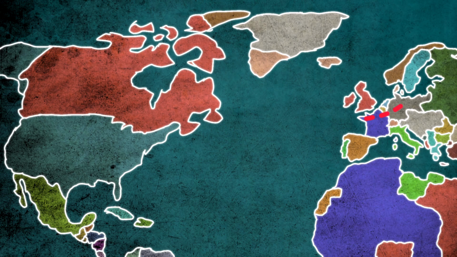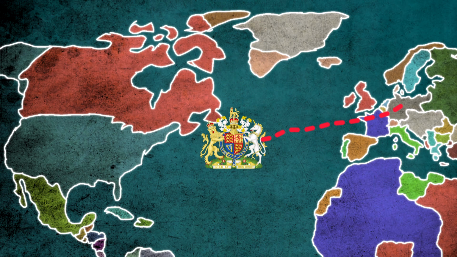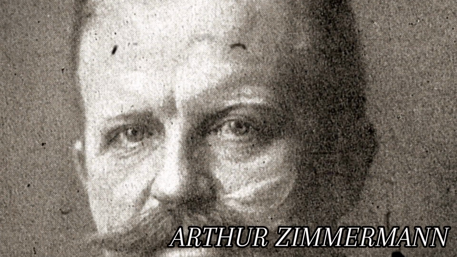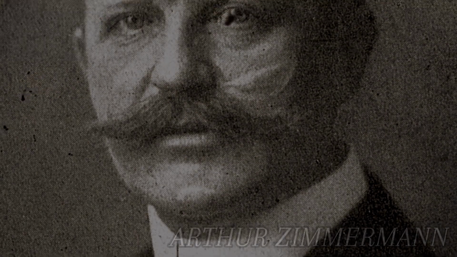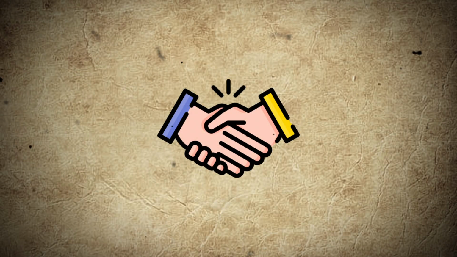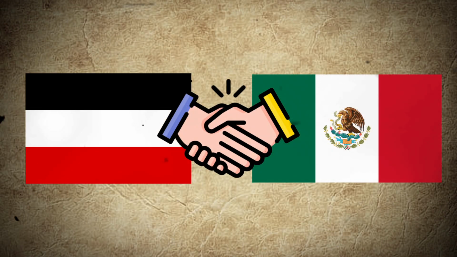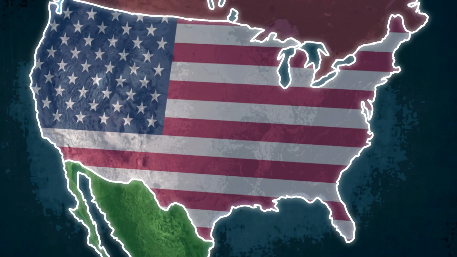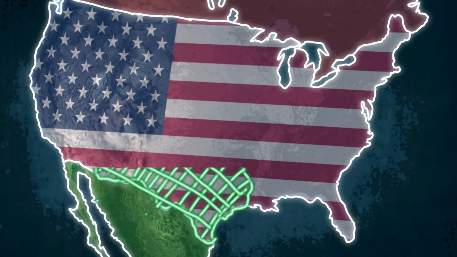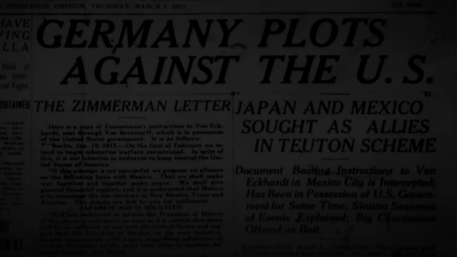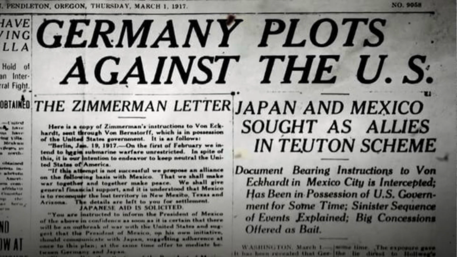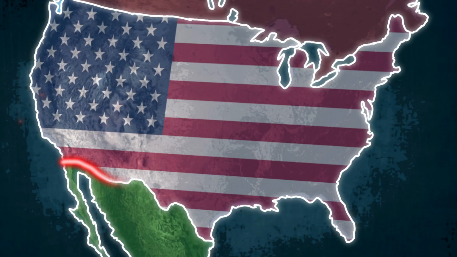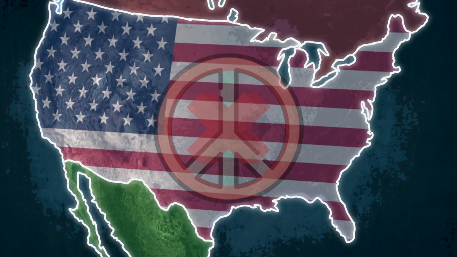Around the same time, British intelligence intercepted the Zimmermann telegram, a secret communication from German Foreign Minister Arthur Zimmermann to Mexico. The telegram proposed a military alliance between Germany and Mexico in the event of US entry into the war, promising Mexico the territories of Texas, New Mexico, and Arizona in return. The British shared the telegram with the US government, and its publication in American newspapers in March 1917 caused national outrage. The prospect of a hostile alliance on the southern border further galvanized public support for war.